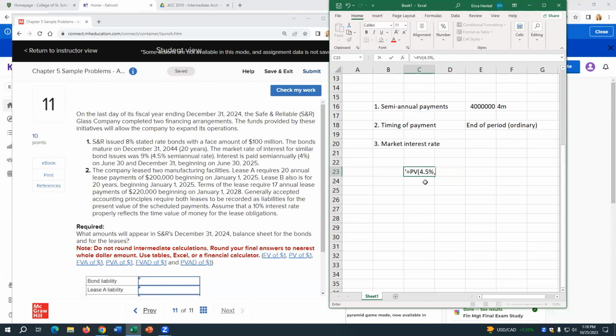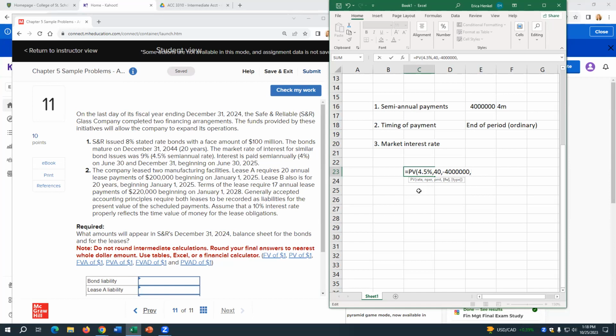And then our N would be what? Number of periods as well. 40, right? So 20 years times two per year, so 40 periods. Let me just remove that. There we go. And then our payment we've calculated up above, that's going to be the minus 4 million. I'm using minus to show that we're paying that out.